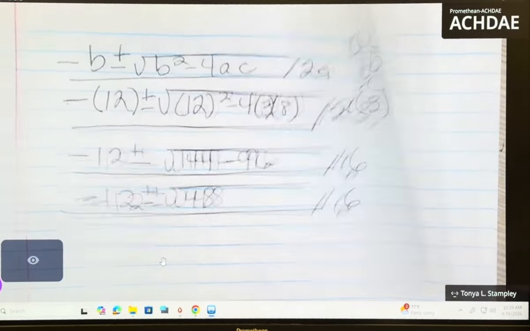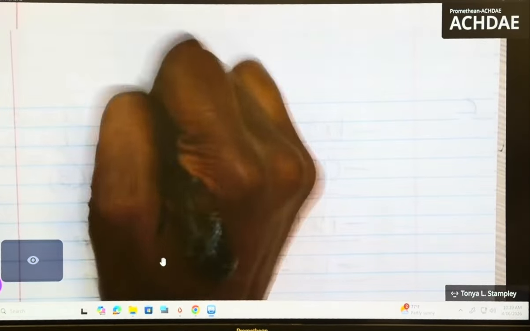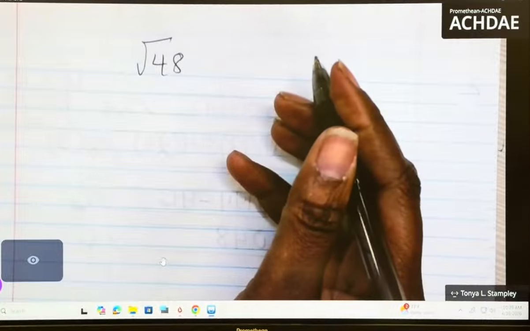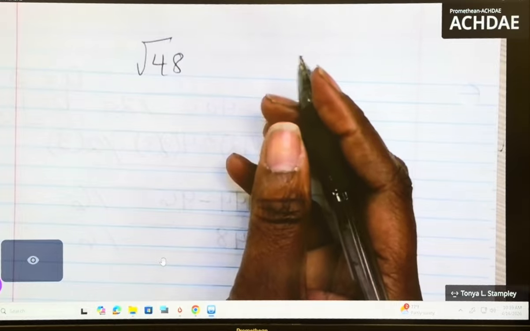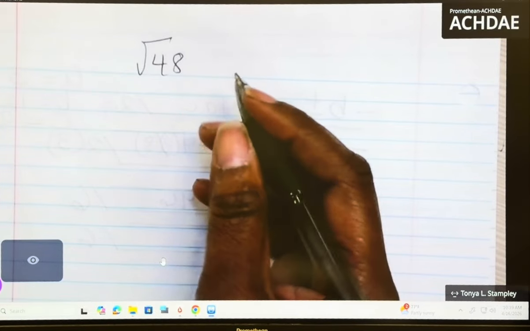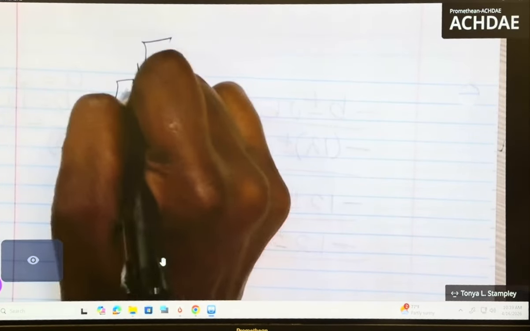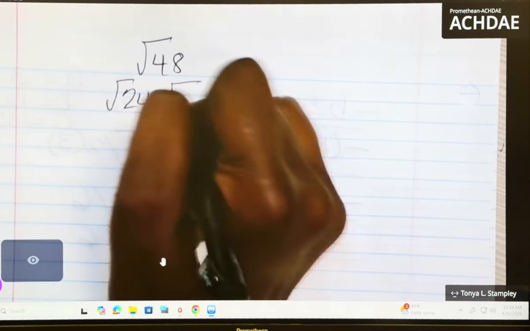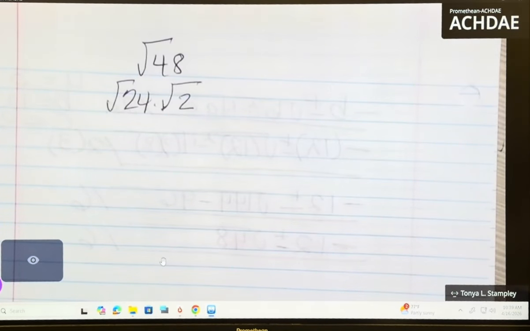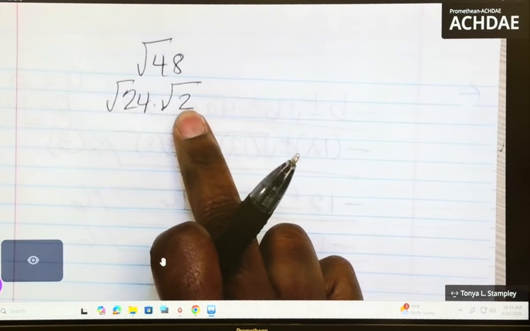Radical 48. I'm going to go off to the back and I'm going to put radical 48 and simplify this radical. What can we break radical 48 down to? Any two numbers you can think of. 24 and what? 2. Okay, so this becomes radical 24 times radical 2. Everybody agree? Remember, it's just multiplication, it's just a factor tree, right? Now, I can't do nothing with 2. That's a prime.